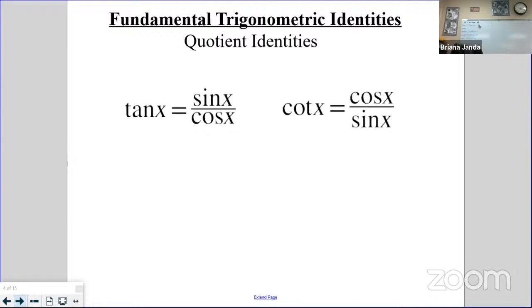Continuing on that identity sheet. Those are all known as quotient identities, not something you necessarily need to know the title of, but that's what they're saying: what are they in terms of a fraction. Most often, again, we utilize these in turning things into sines and cosines.